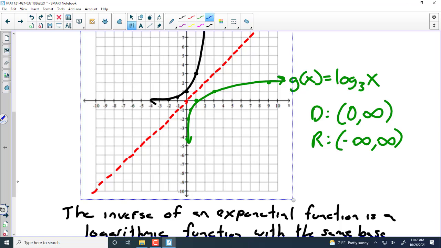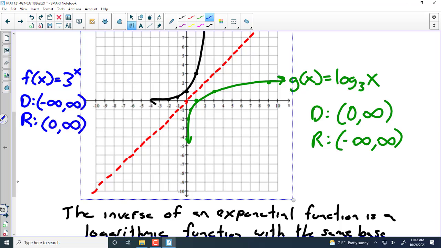Which is the exact opposite, or swapped domain and range, of the exponential. Does the exponential 3 to the x have an x-intercept, or a y-intercept? This black one here, does it have an x-intercept or a y-intercept? It has a y-intercept right here. There's a y-intercept of 0, 1.